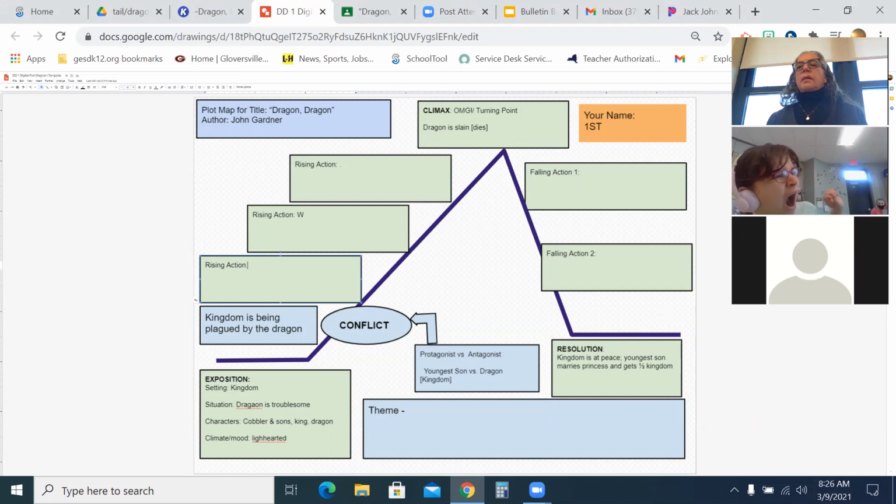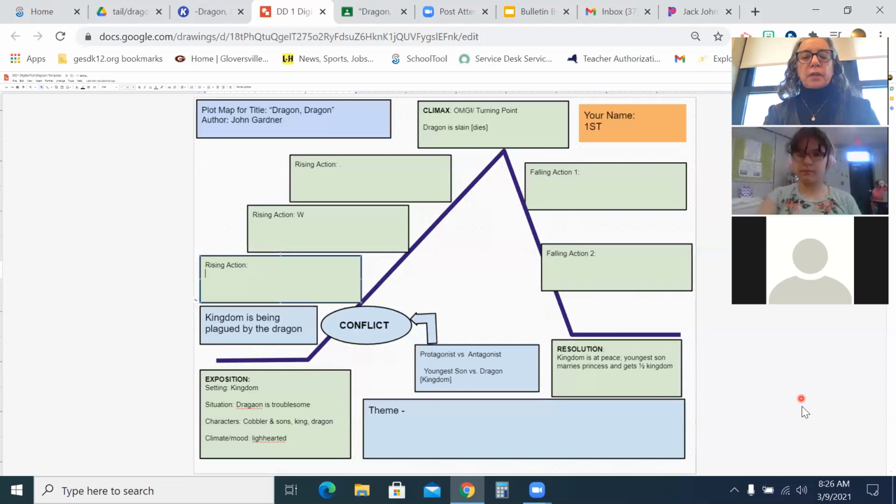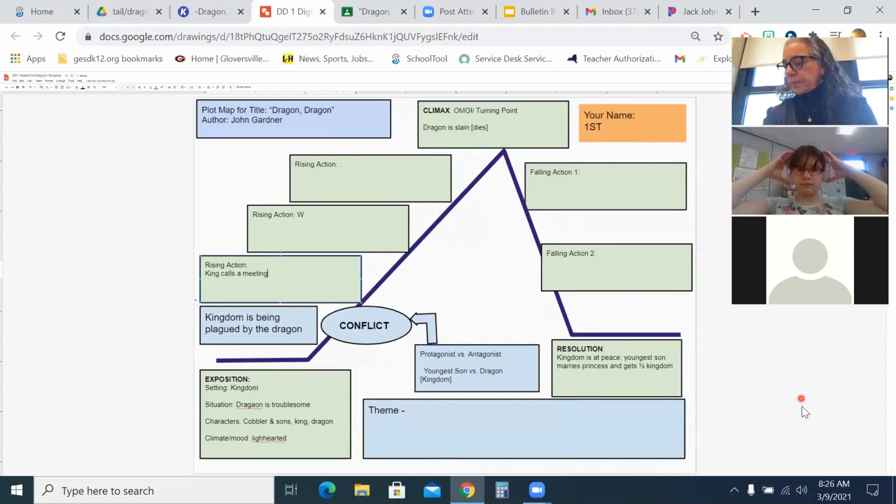He asks everybody, who wants to slay my dragon? So he calls a meeting of the kingdom. He calls everybody in the kingdom together to have a meeting. So that's the first big thing. So that's going to be our first thing in the first rising action box. The king calls a meeting about the dragon. Okay, good.